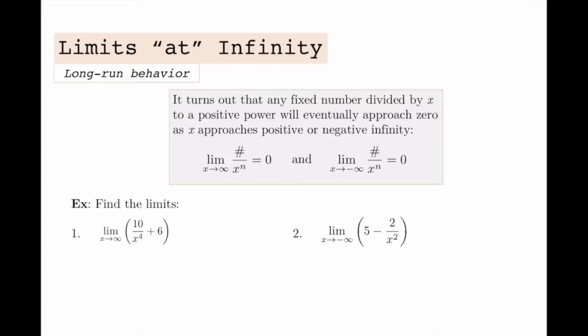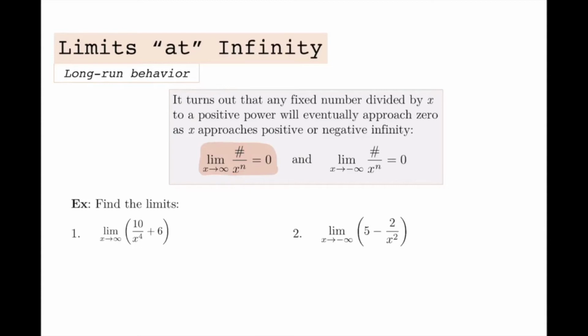Of course, we would like to be able to determine these limits for functions that are more complicated than just 1 over x. Well, it turns out that if you have any fixed number in the numerator, and you're dividing by x to a positive power, this will always eventually approach 0 as x approaches positive or negative infinity. So in symbols, what that says is that the limit as x approaches infinity of some fixed number, no x's, divided by x to a positive power is 0.